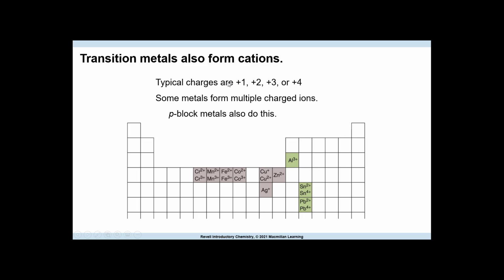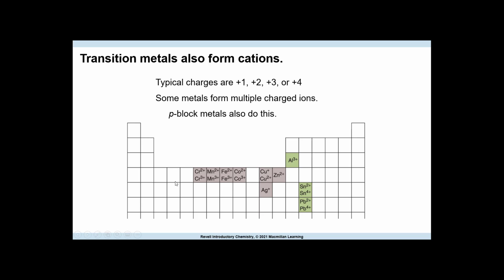Other books call these oxidation states. For some reason your book hasn't talked about that yet, and I know it will. So we call these different oxidation states. It's losing electrons. Transition metals typically form ions having a charge between 1 and 4, but some metals can form multiple.